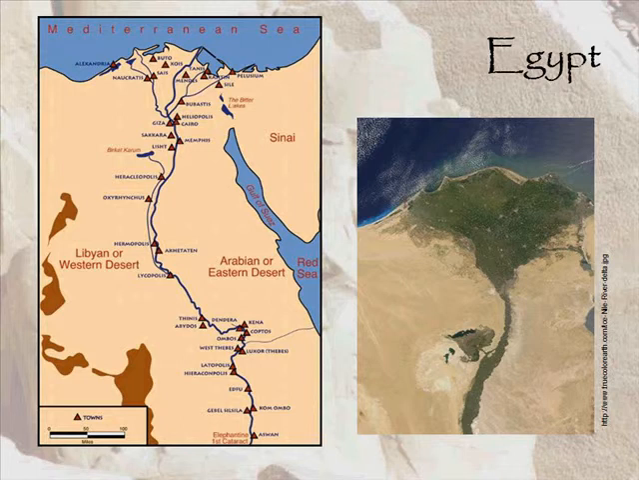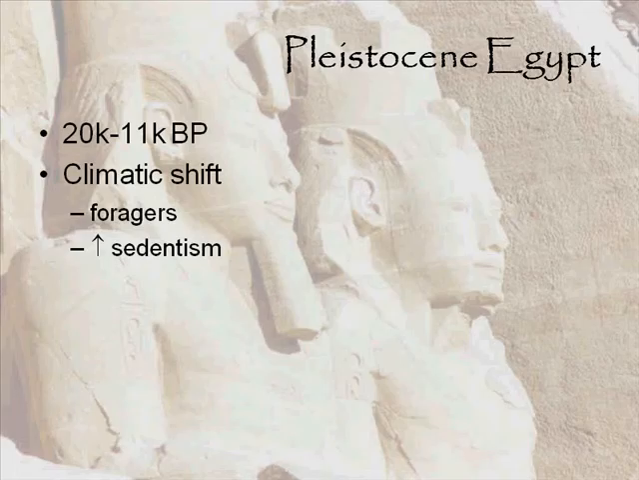your agriculture around that. Now in Pleistocene Egypt, it should not come as any surprise that we do see foragers during this particular time frame. Between 20,000 and 11,000 years ago, we do start to see that climatic shift. And of course, this is the same thing that impacted peoples living over in Mesopotamia. Towards the end of this period, we start to see increased sedentism.